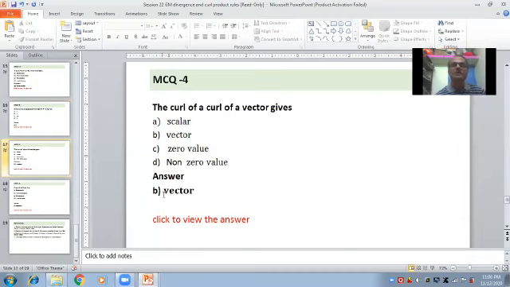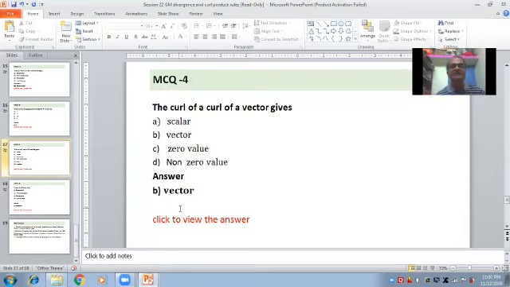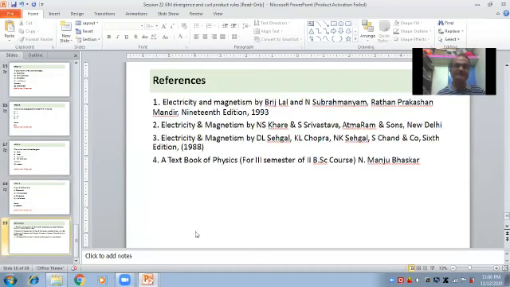And next, the curl of a vector gives a vector quantity. It is del cross A that gives a vector. And if curl of A is 0, then A is irrotational. Means the curl of a vector is 0 means the vector is not rotating or deviating at all. It will be moving straight away. So therefore there will be no rotational effect, and that is called an irrotational case.